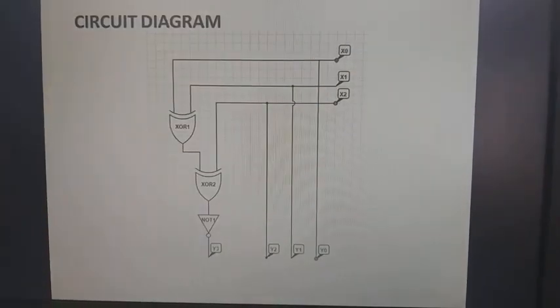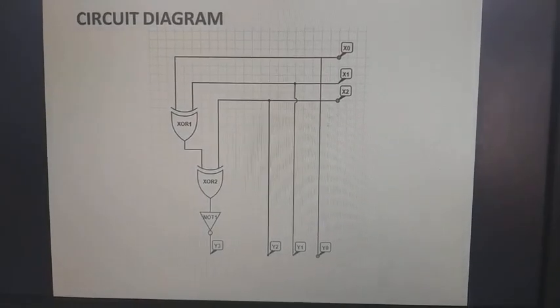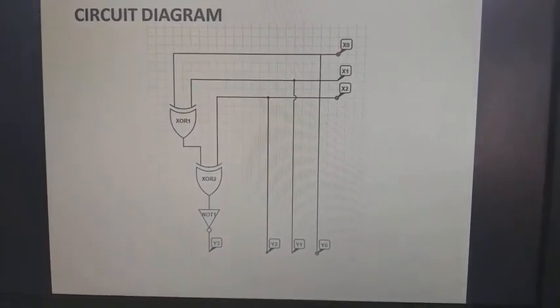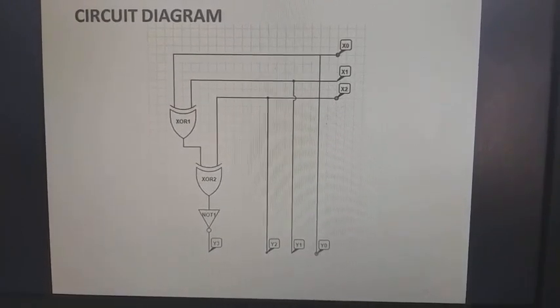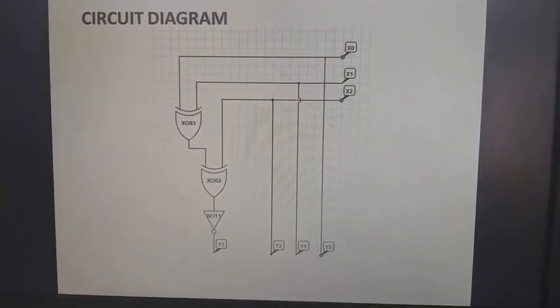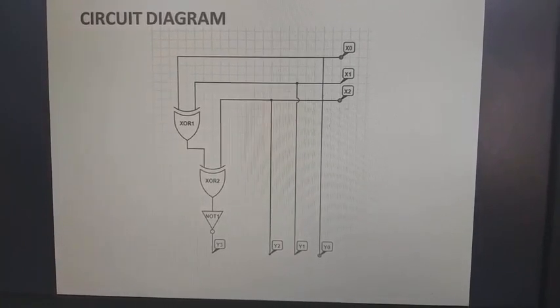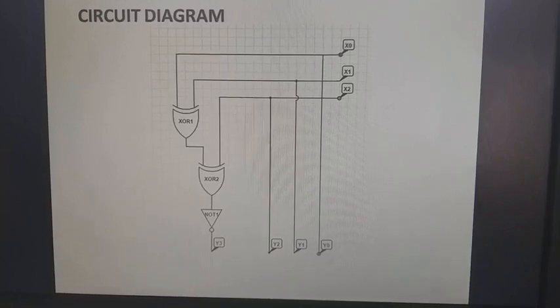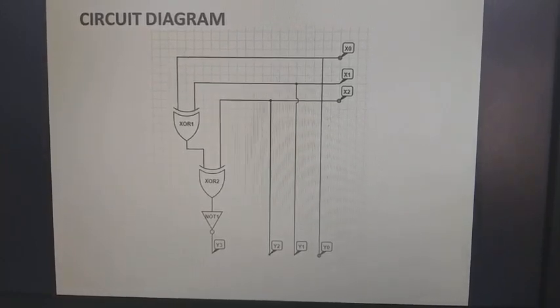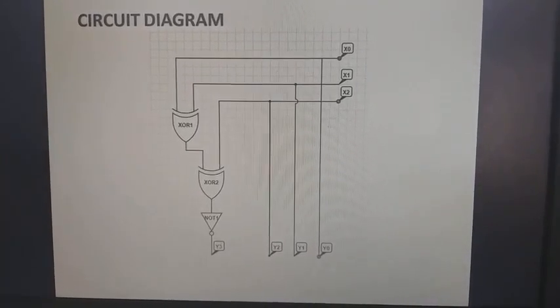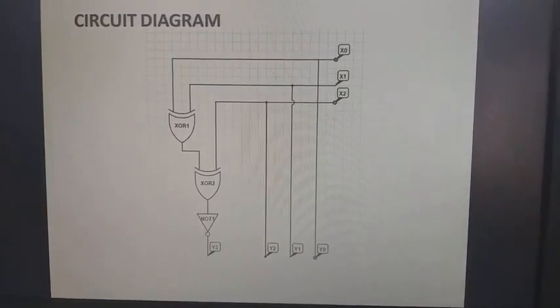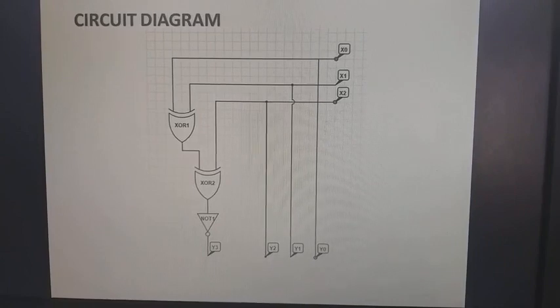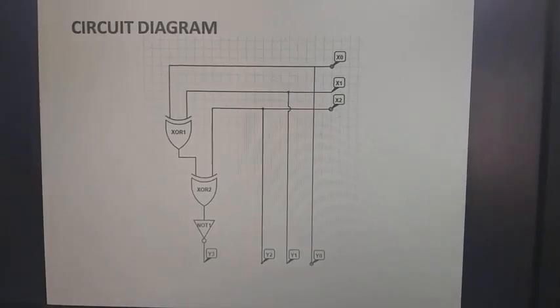So this goes with the circuit diagram. So x0, x1, x2 are the inputs given to the XOR gates. Since the available XOR gates are only 2-input XOR gates, we are using 2 XOR gates. Output of the XOR gate, pass it through the NOT gate. Output of the NOT gate will be Y3. So this Y3 will help you to generate the odd parity generator output. That is Y0, Y1, Y2, Y3 will be the odd parity generator output.